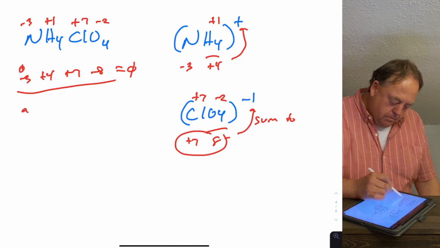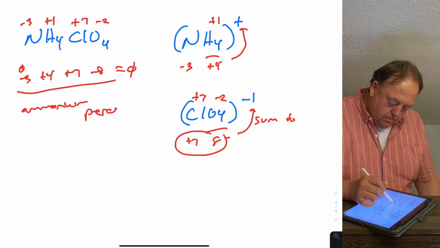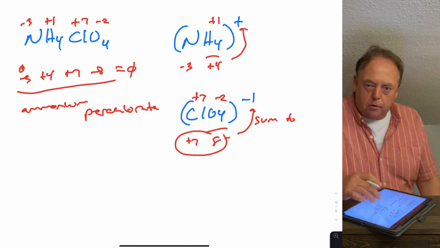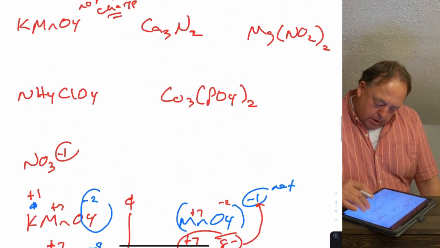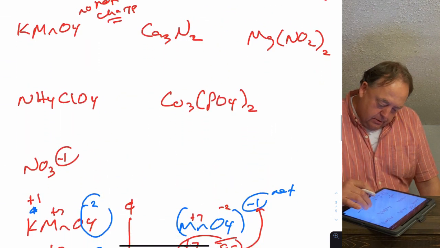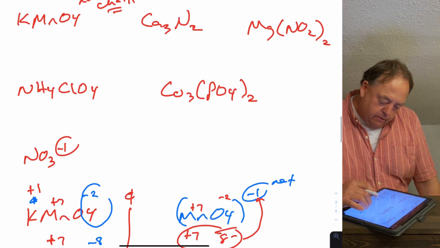So if you remember, what's the name of NH4ClO4? NH4 plus is ammonium, and ClO4 is perchlorate. Okay, let's see. One more, Co3(PO4)2.